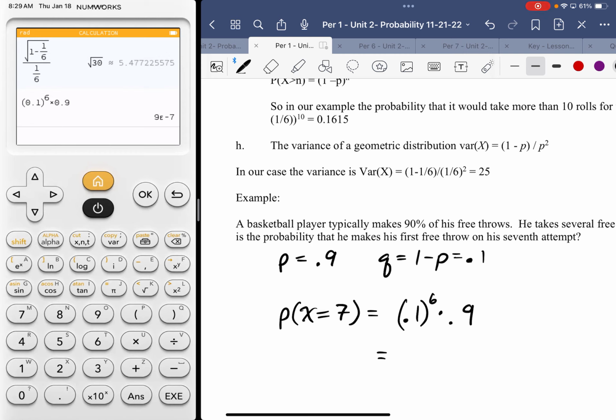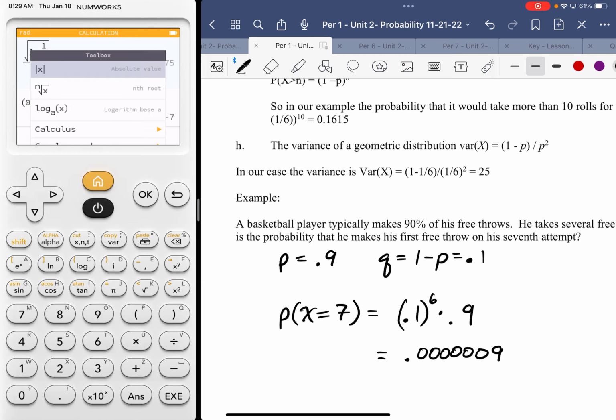All right, so we're looking at 9e negative 7, so it's 0.00000009. These are actually nice numbers, so it kind of stands to reason. Now, if you're doing this in the distribution app, I go into Toolbox, Probability, Distributions, Geometric. Just like binomial, we have geometric PDF and we have geometric CDF.